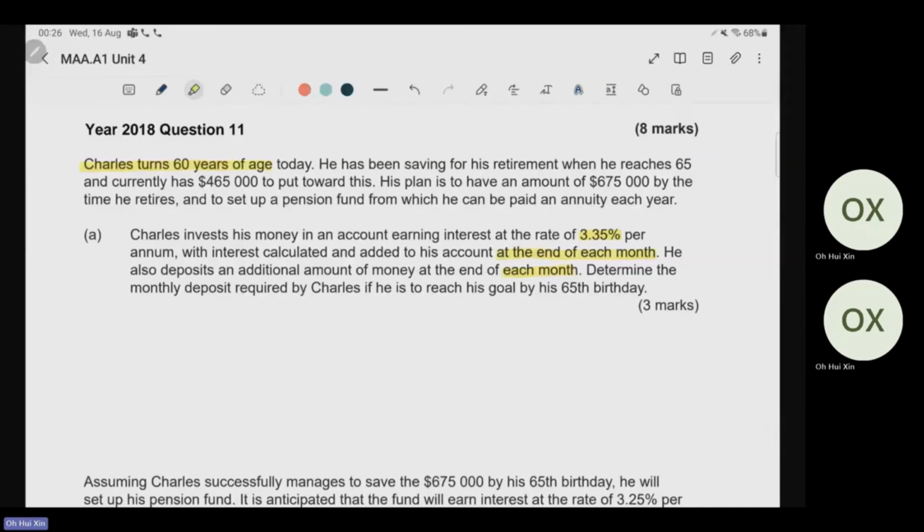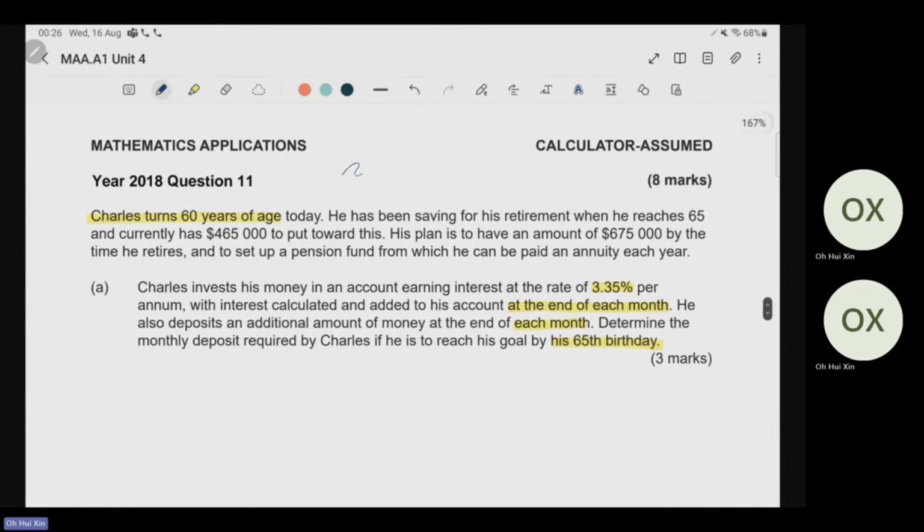So when he reaches his 65th birthday, it's going to be 5 years. You can understand it like this: today he just got his 60th birthday, so 60 to 61 is 1 year, then 62, 63, 64, then 65. So that's why it's 5 years. You are making regular deposits monthly, so it's 12 times per year. So that's why the N here is 60.